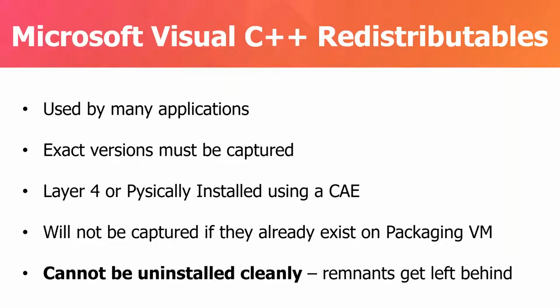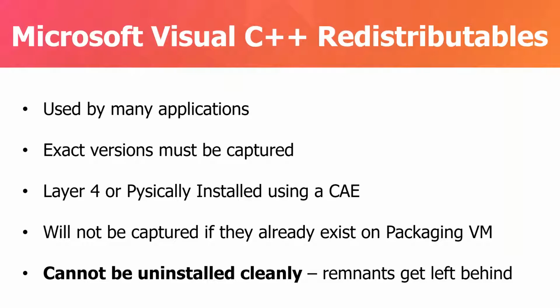Now, if you put them at layer 4, that doesn't happen. So that's the best way to deal with C++. Now, unfortunately, some applications need those C++ not to be at layer 4. Things like the full versions of SQL need the C++ to be physically on the machine. And if that's the case, then you need to use an app event to physically put those C++ down. I mean, you could leave them at layer 3 and they'd work at layer 3. The trouble, again, is that they could clash with any that are already on the machine.